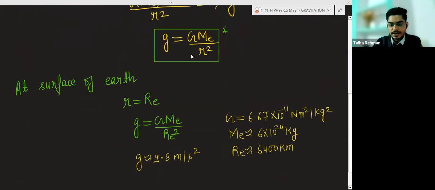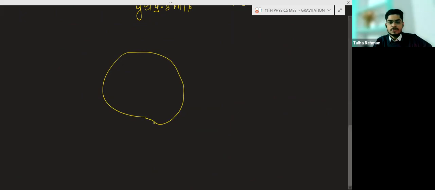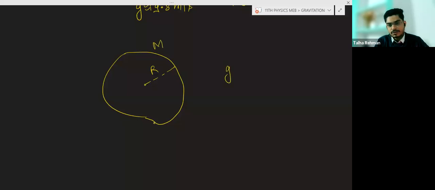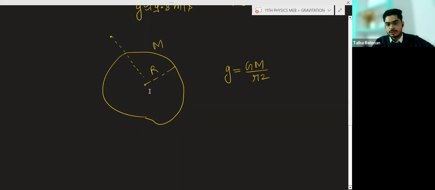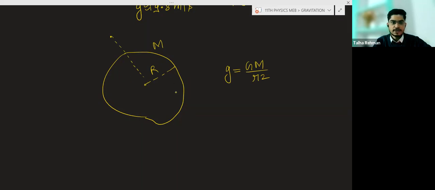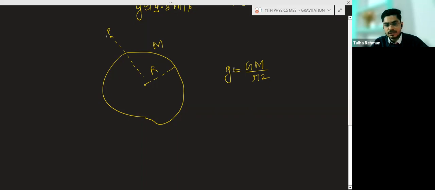Instead of this Earth, suppose there is any other planet, and this is also spherical in shape. The radius of this planet is r, and the mass of this planet is m. So for this planet, the value of g will be G into m divided by r square, where r is the distance from the center. Suppose you want to find the value of g due to the gravitational force of this planet at this point P. This formula will remain the same: G, mass of this planet, and R the radius of this planet.